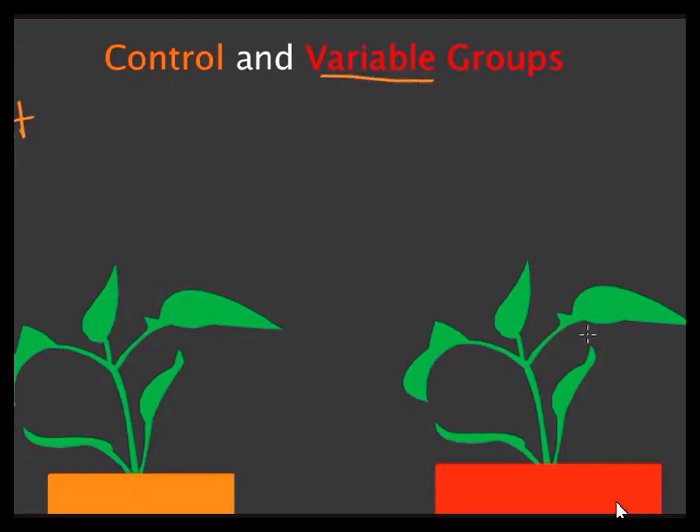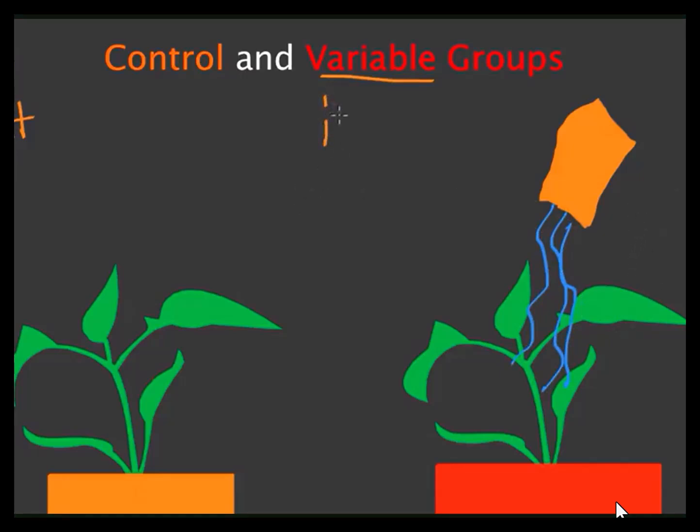And so this plant over here would be the variable group, and this plant over here will be the control group. And the one thing that we're going to change in this experiment is I'm going to see if giving my plant a half a cup of energy drink every day will make it grow more. So here's my energy drink can, and there's some energy drink. The energy drink that we are giving to this plant, we would call the independent variable, because that's the variable that we're controlling.